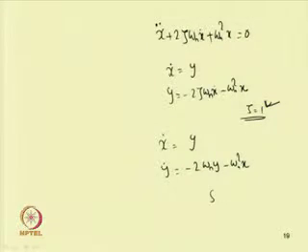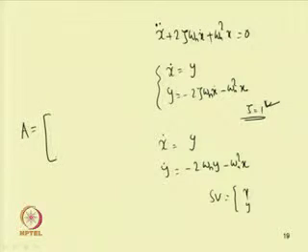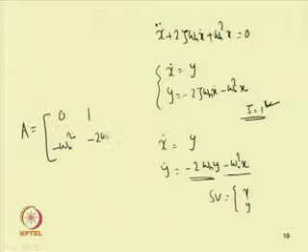So, here our state vector are x and y. From this equation I can write the Jacobian matrix A. We differentiate: the x term is not there in the first equation, so the first derivative gives 0 and 1. In the second equation, differentiating minus omega n square x with respect to x gives minus omega n square, and differentiating with respect to y gives minus 2 omega n. So, A becomes 0, 1, minus omega n square, minus 2 omega n.